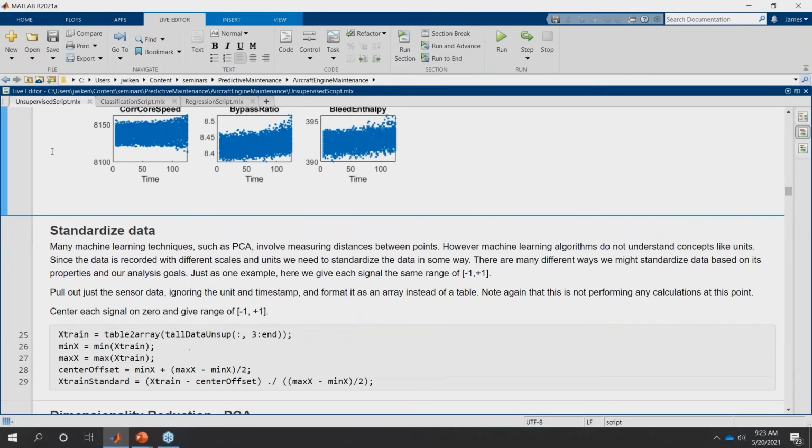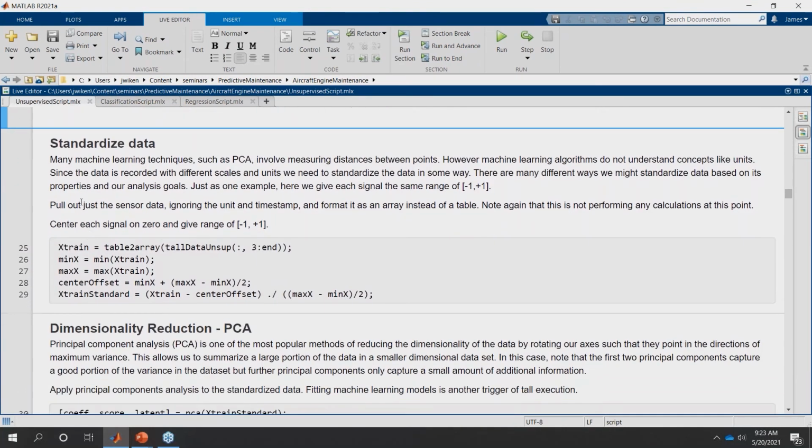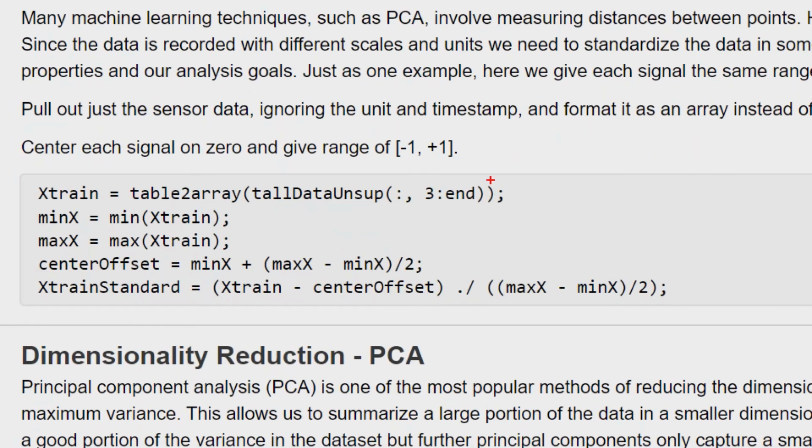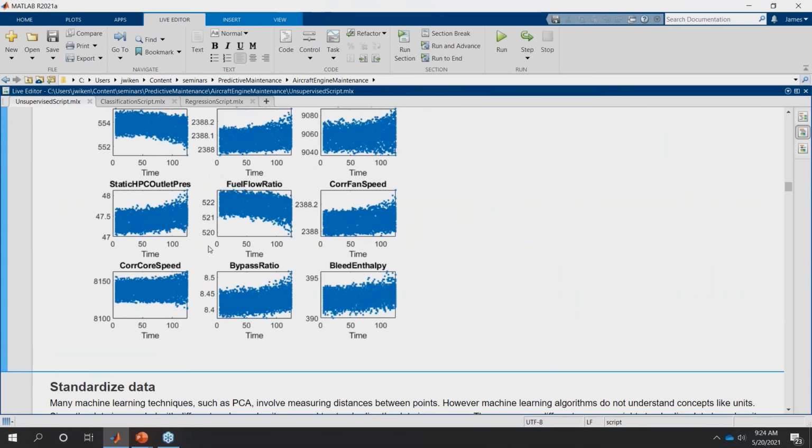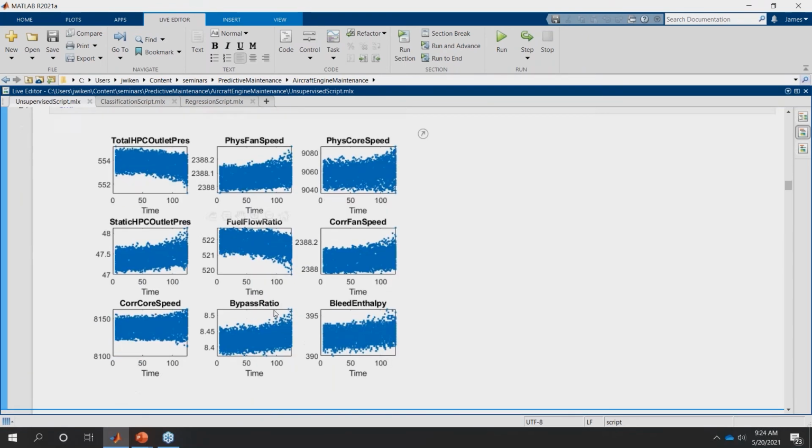So to fix that, we're just going to standardize our data, right? This is a really standard thing in machine learning techniques, but all we're going to do is center each of our signals on 0 and scale them so that their range is -1 to +1. This just makes it so everything starts off on an even footing, and one doesn't dominate just because the units used to define it happen to be larger.